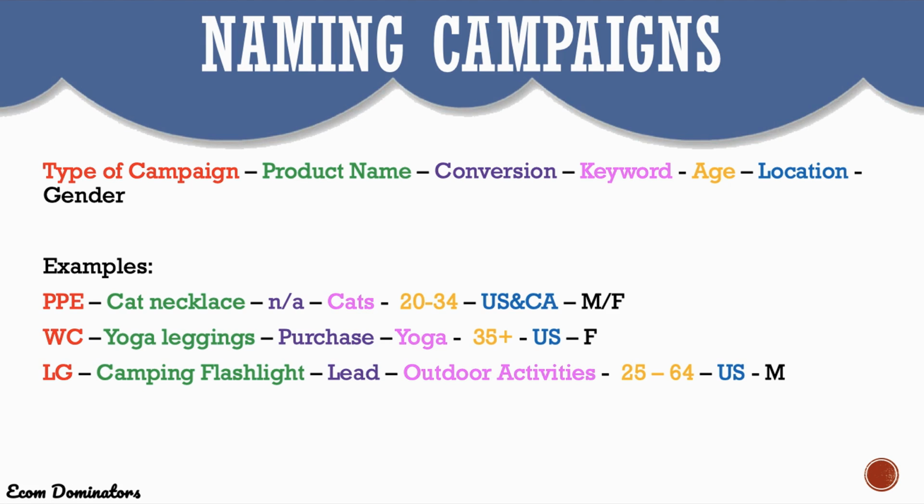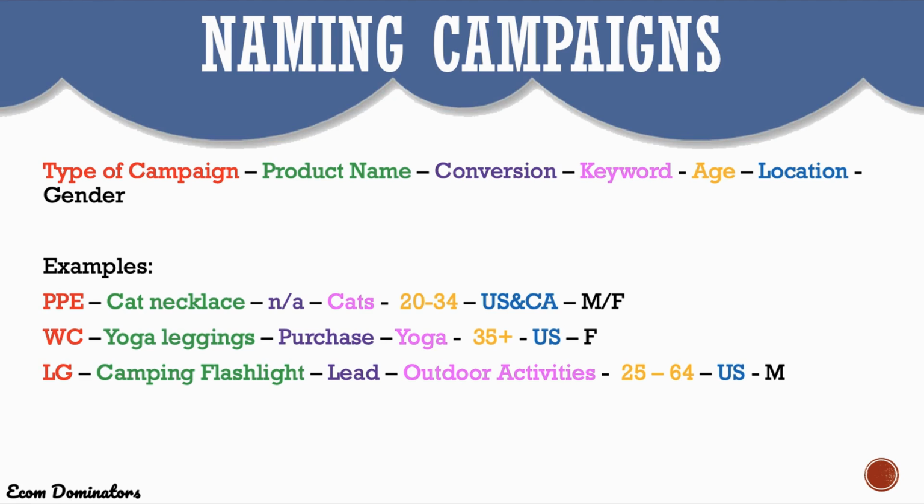So very quickly, I want to show you how I actually go about naming my campaigns. Now, this is 100% optional, but this is very important when you're running multiple different ads at the same time. If there are some people that are running 10 ads, 20 ads, maybe even 50 ads at the same time, a lot of times it's very hard to keep track of what type of ads are working, things like that. So this is purely for organization purposes only. Over here at the top, I have the template that I go off from. So the first one is the type of campaign that you're running, product name, conversion, keyword, age, location, and gender.